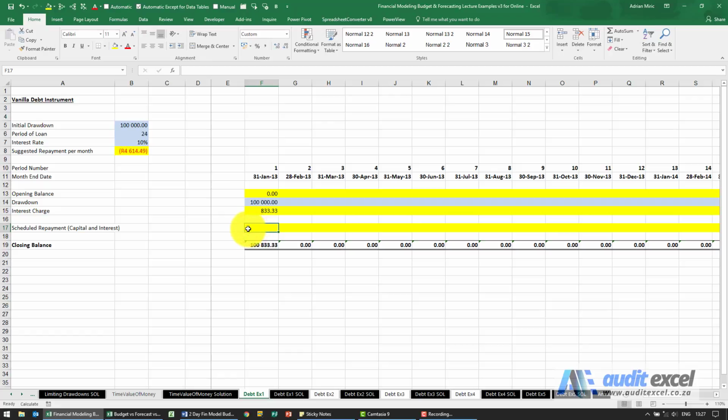The repayment amount, we've already calculated it, so I'm going to go equals to that cell, put the dollar signs on. So that's the closing balance.